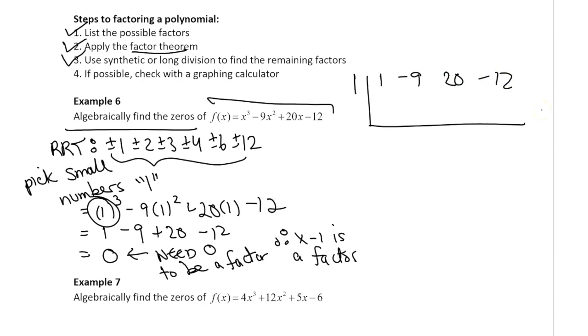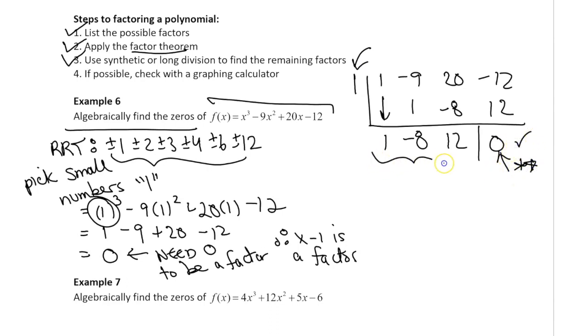So if we have something like that and we want to figure out what this looks like, we bring down the 1, times it, -8, -8, 12, and phew, we get a remainder of 0. We knew that because we knew that 1 was a factor, so we have to have 0. But it leaves us with a trinomial, and that trinomial is x squared minus 8x plus 12, and that is going to pair with the x minus 1 that we had already seen from before, and those are going to produce our remaining factors.